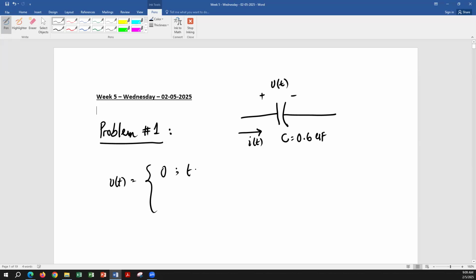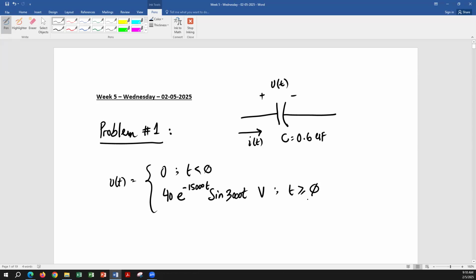That means capacitor voltage is 0 at time t less than 0. And then capacitor voltage is 40 e^(-15,000t) sin(3000t) volts, for time t greater than or equal to 0.